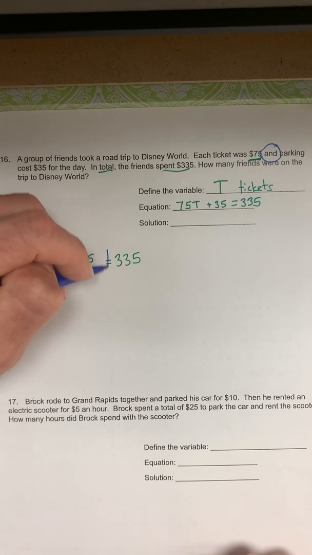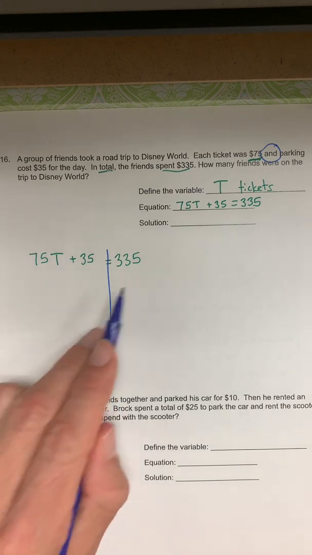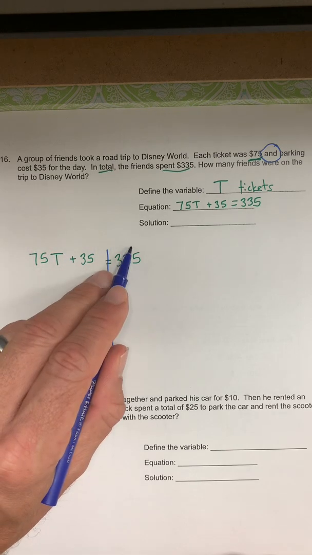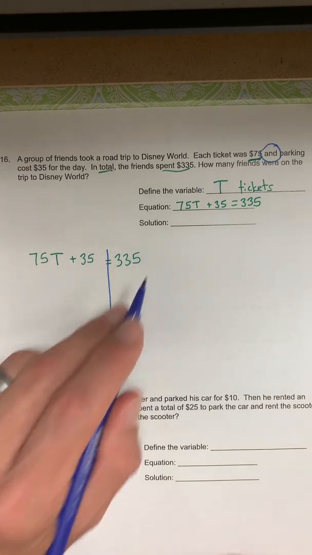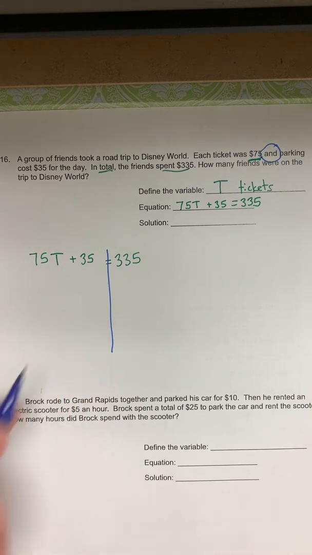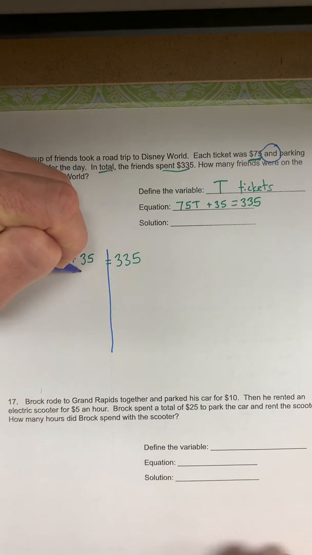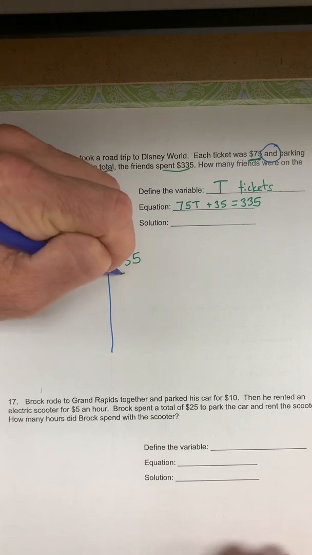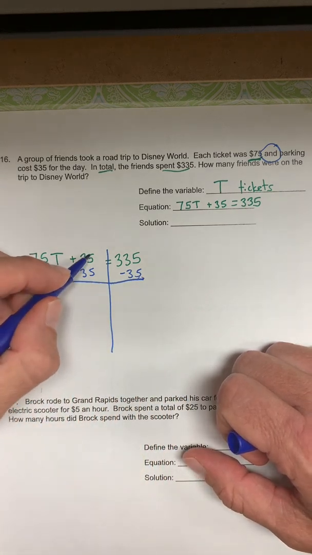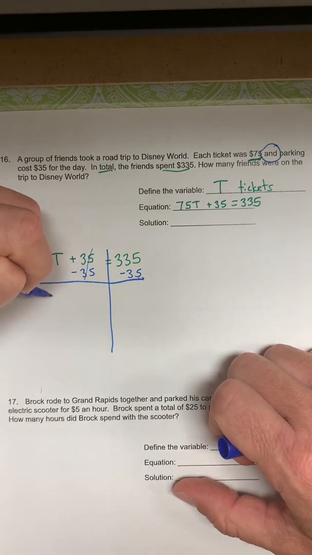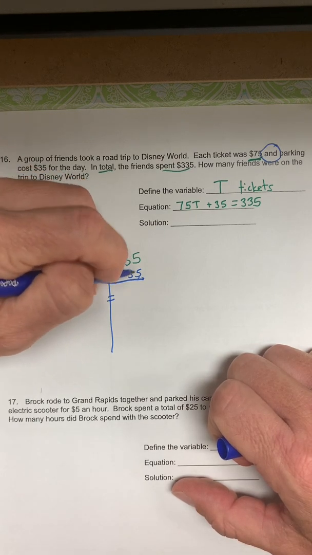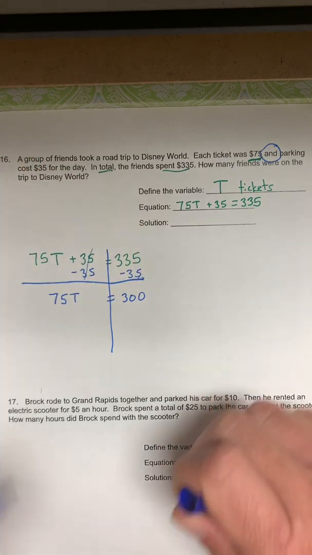I'll make my line here to separate the two sides of the equation. To have t by itself, the 75 is going to have to go over here, and so will the 35. The 75 is attached to the t, but the 35 is not. The one that's not attached is always the one we move first. Okay, so on this side we have 75t. And on this side, 335 minus 35 is 300.